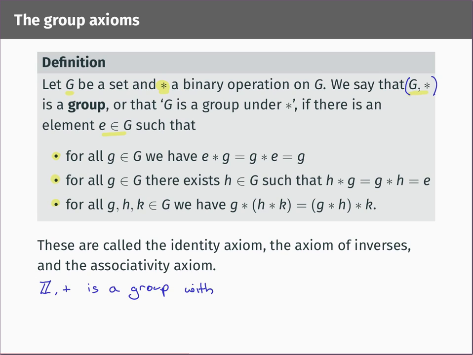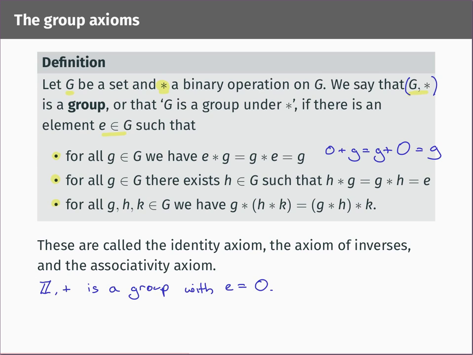And the special element E in this case must be 0. So let's go through those axioms and see why they're true when the set G is the set of integers and when the binary operation star is the binary operation plus on the set of integers. First of all, the identity axiom, axiom 1, would say E star G and G star E must be equal to G. So in our case, that says 0 plus G and G plus 0 must be equal to G for all g in the integers.